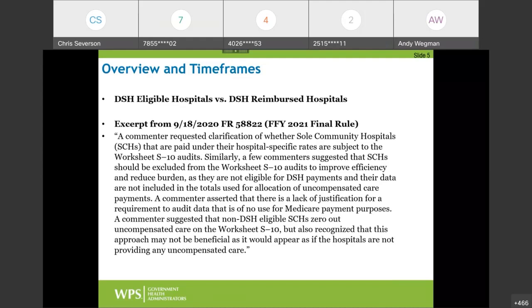This is just the screenshot from the Federal Register where they first discussed the fact that even sole community hospitals and Medicare-dependent hospitals are still subject to the S-10. We don't need to read through the whole paragraph, but it's the 9/18/20 Federal Register if you're interested.